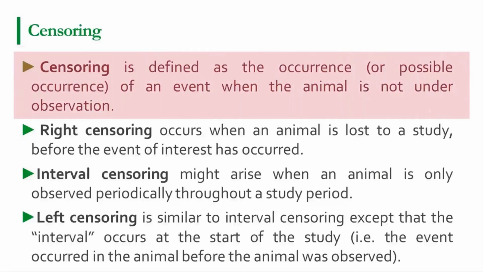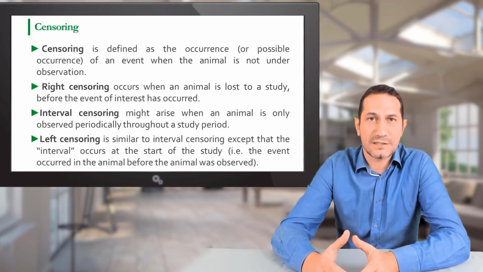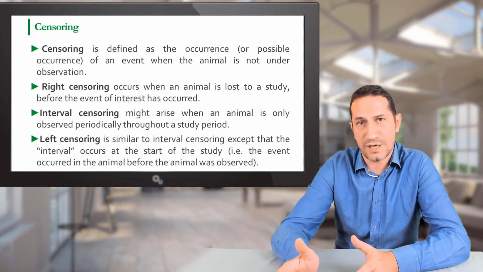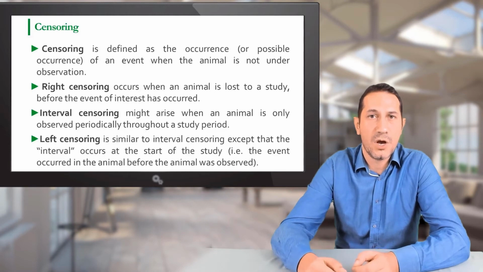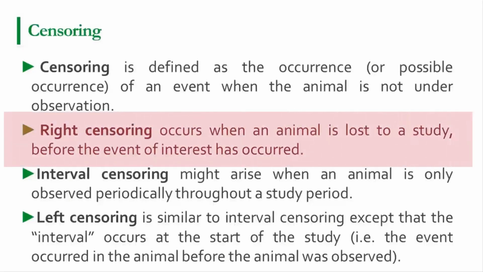And the censoring concept is defined as the occurrence or possible occurrence of an event when the animal is not under observation. To make that more clear, let's say when the study ends, the animal might have that event, but it's beyond what we are looking at in the study period. Or let's say the animal was lost to follow-up, I mean it was sold or so on. And this is generally called right-censoring, and this is the one which we'll focus on more today.